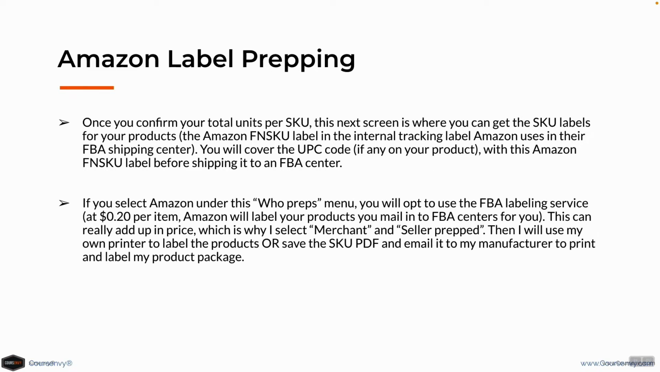If you select Amazon under Who Preps menu, you will opt to use the FBA labeling service at 20 cents per item. Amazon will label your products you mail into FBA centers for you. This can really add up in price, which is why I select Merchant, Seller Prepped. Then I will use my own printer to label these products, or save that SKU PDF and email it to my manufacturer or freight forwarder to print out and label my product for me.